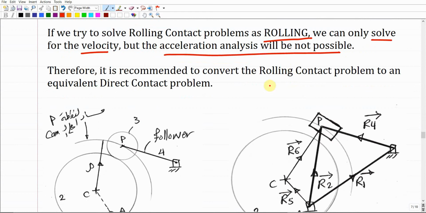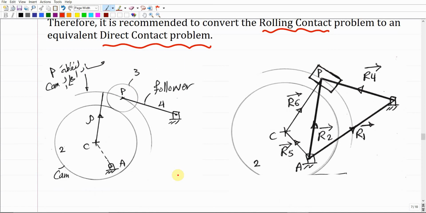It is recommended to convert a rolling contact problem into an equivalent direct contact problem. We didn't face any problem with the direct contact type of problems. It means that we can do position analysis, and velocity and acceleration analysis, no problem. But for the rolling contact problem, if we try to do acceleration analysis while we consider the roller itself and its geometry, and treat the problem as a pure rolling contact problem, we're gonna find it is difficult for us to solve, especially for the graphical part.